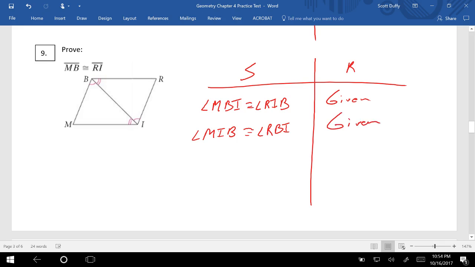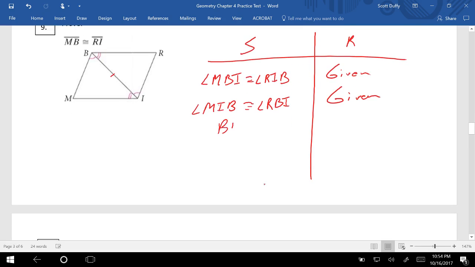And then I see it shares the side, so right away I'll just put that mark. And BI equals BI because of reflexive. And that is enough, angle, side, angle, to show that the two triangles are congruent. And then I can say that the part MB is congruent to RI because they're corresponding parts of congruent triangles.